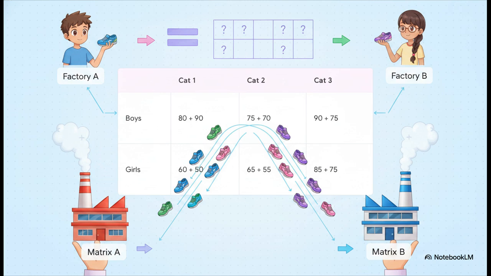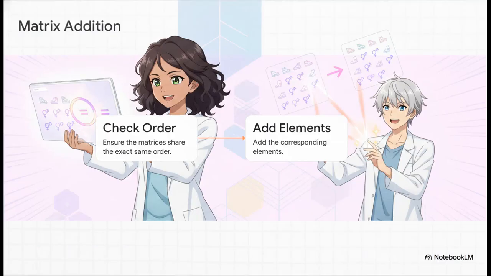Now, Fatima wants to know her total production across both factories combined. And this brilliantly illustrates how matrix addition works. Just like with equality, step 1 is making sure the orders match. Both of Fatima's matrices are 2 by 3, so we are good to go. Step 2 is wonderfully simple. We just sum the overlapping cells together. You take the top left element of Factory A, let's say boys' shoes in price category 1, and you add it to the top left element of Factory B. You repeat that, position by position, and boom, you instantly generate a brand new matrix holding the exact combined totals for her entire business.